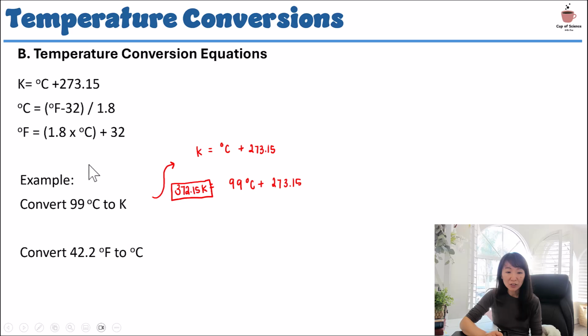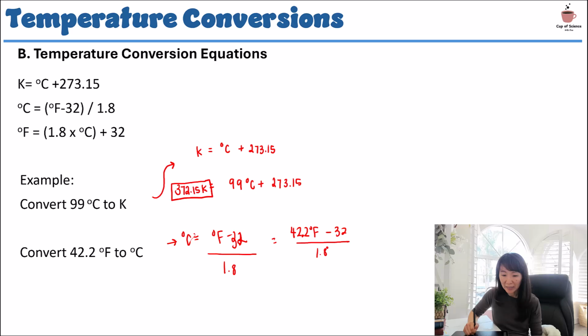So I see the relationship between Fahrenheit and Celsius. You could use either one, but I'm going to go with this one since what's given is Fahrenheit and what I want to solve for is Celsius. So the equation again is Celsius is equal to Fahrenheit minus the 32, all over 1.8. So let me put that in, 42.2 Fahrenheit minus 32 divided by 1.8.